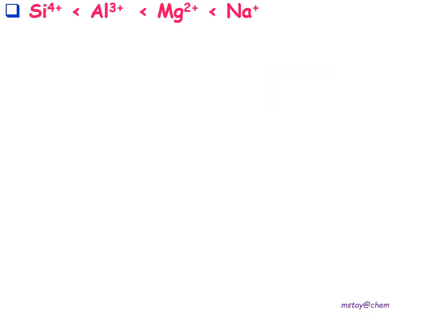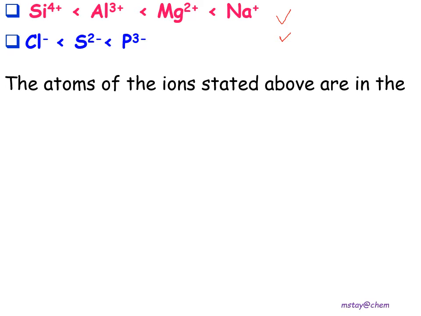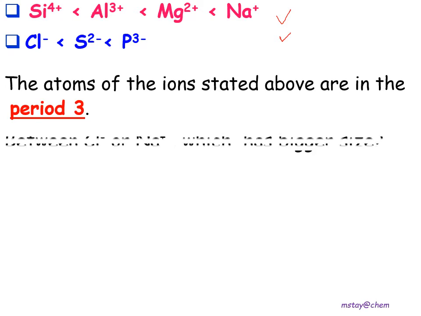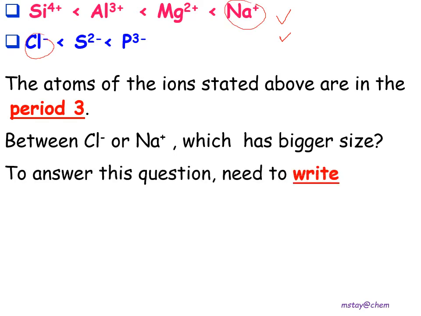Okay, now let's combine the cation that forms from an element in period 3, and also the anion that forms from an element in period 3 as well. Both atoms are in period 3, which I already mentioned. And then between Cl negative and Na plus, which one has the bigger size?